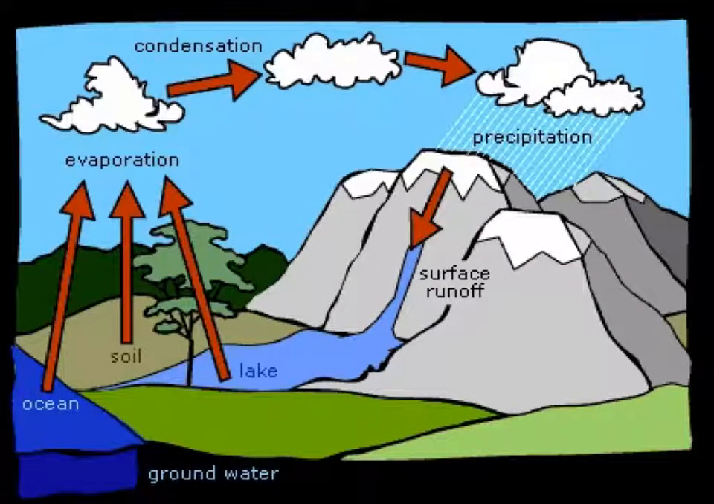The water cycle is the process where water circulates between the Earth's oceans, atmosphere, and land, also involving precipitation as rain and snow. It returns to the atmosphere by evaporation and transpiration.